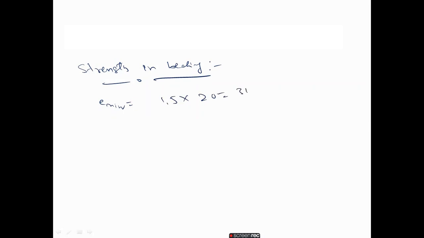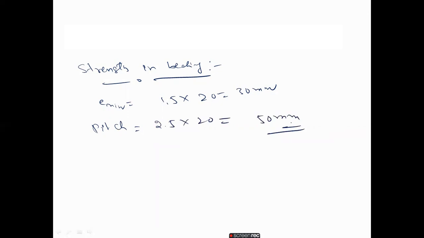Same like that, strength in bearing. We have done this a lot of times. Let us take the E minimum. How will we take the edge distance? It is 1.5 times the diameter of the bolt, so we will get 30 mm. Same like that, the pitch value is 2.5 times the diameter of the bolt, you will get 50 mm.